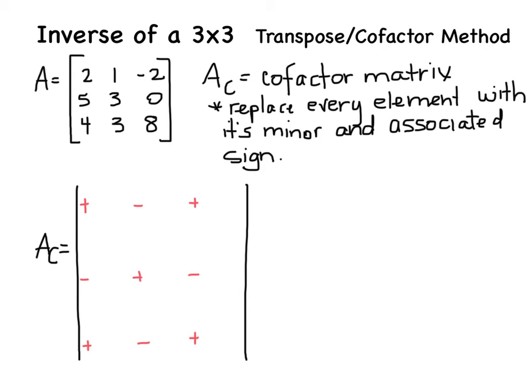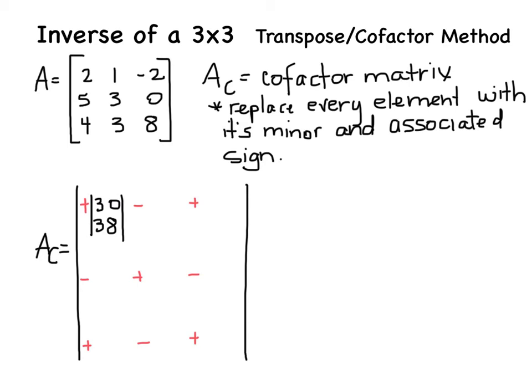Okay, so this guy right here, we're going to replace this element with its minor. And remember, you find a minor by crossing off the row and column. And they're going to be the determinant. So this is going to be the determinant of 3, 0, 3, 8.